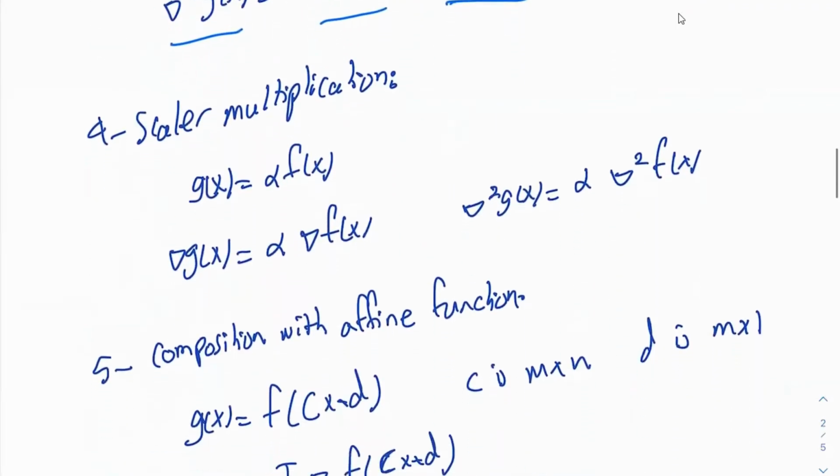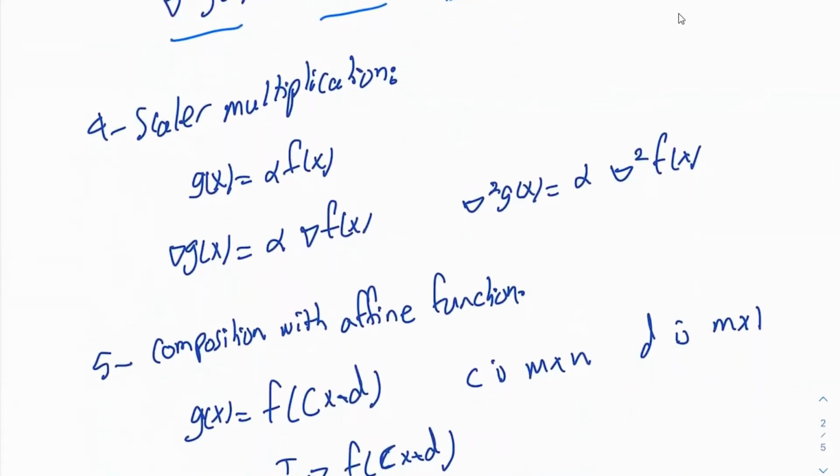If g of x is equal to alpha f of x, then the gradient of g of x is equal to alpha times the gradient of f of x, and the Hessian of g of x is equal to alpha times the Hessian of f of x. Okay, in a sense, you multiply alpha by the gradient of f or the Hessian of f to get the gradient and Hessian of g of x. Now this is a very important property, the fifth one, the composition with an affine function.